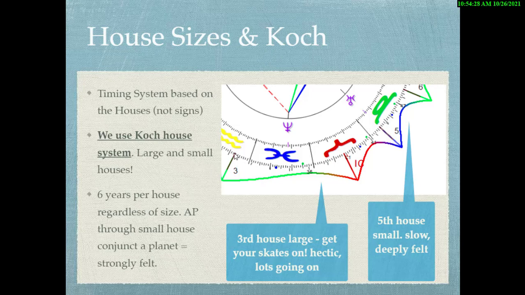I mentioned this previously, but it's always 6 years per house regardless of the size of the house. So from the 3rd house to the 4th house is a very big house, and it would take 6 years to go through this house. And likewise for this 5th house to the 6th house here, it's a small house, but it's still 6 years.